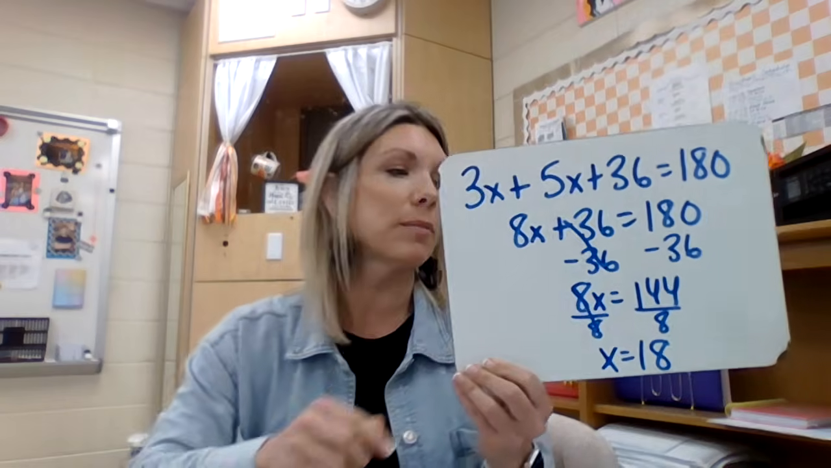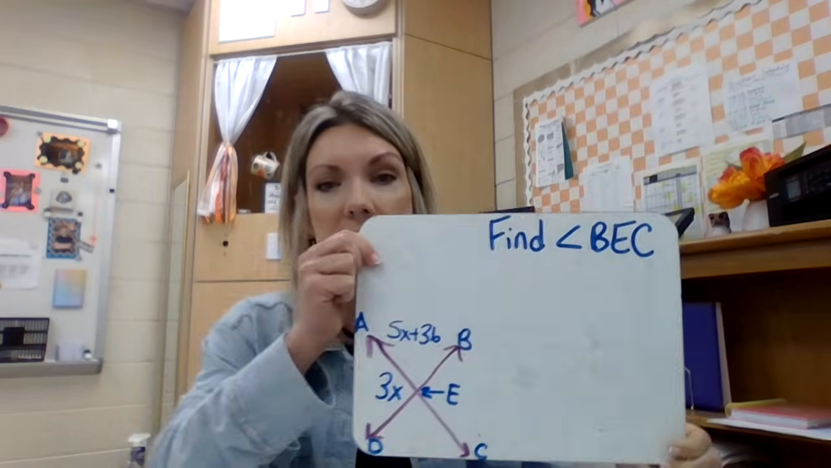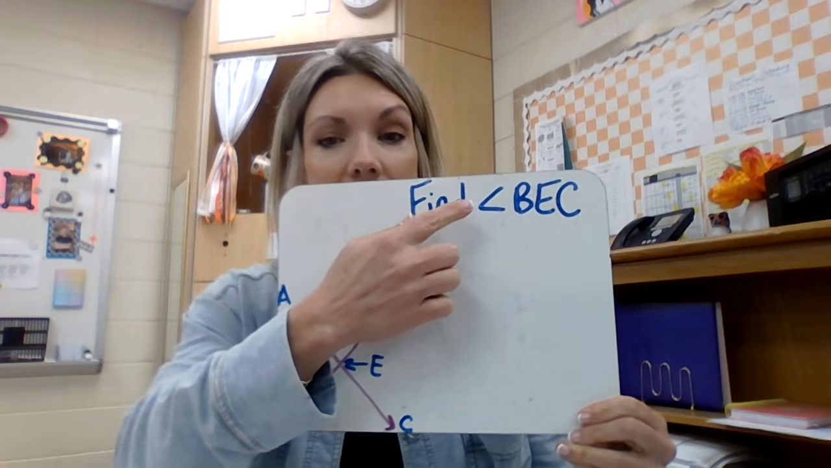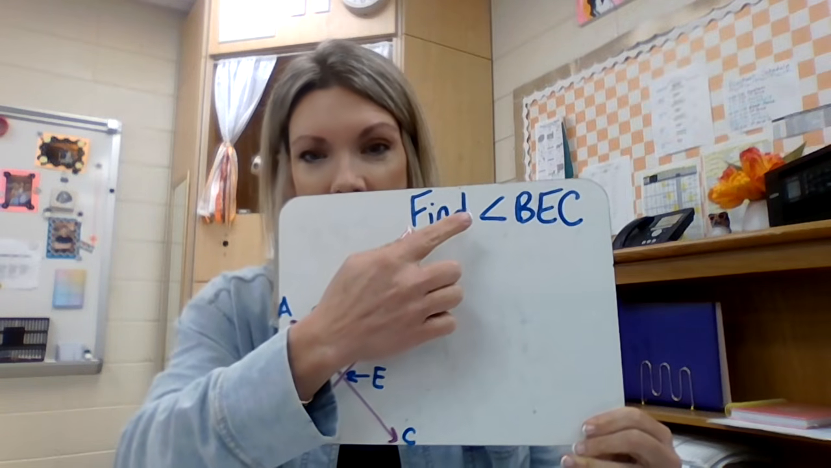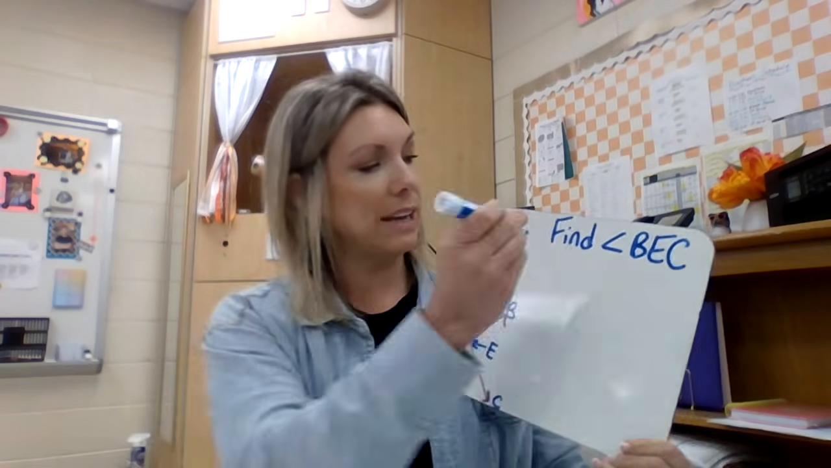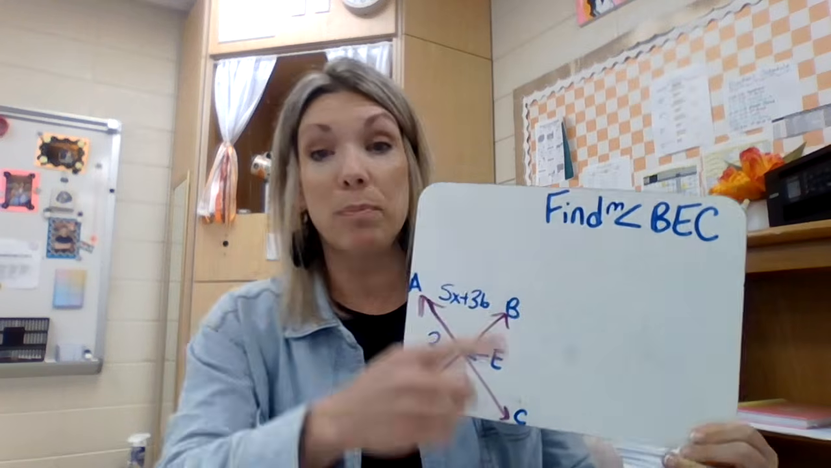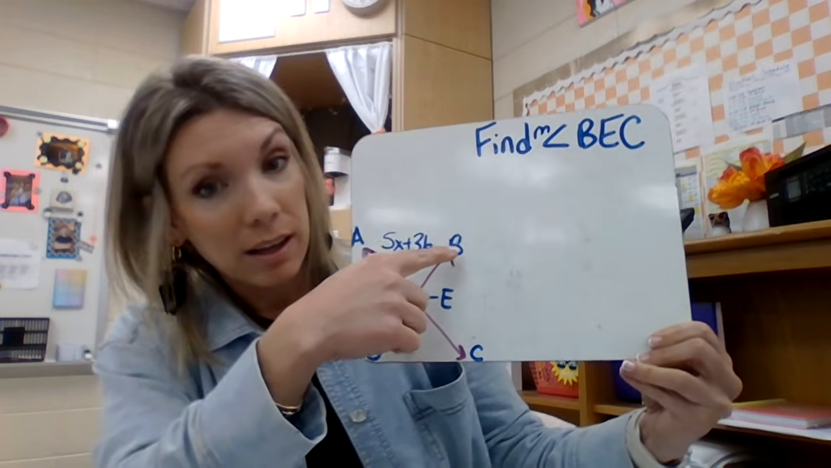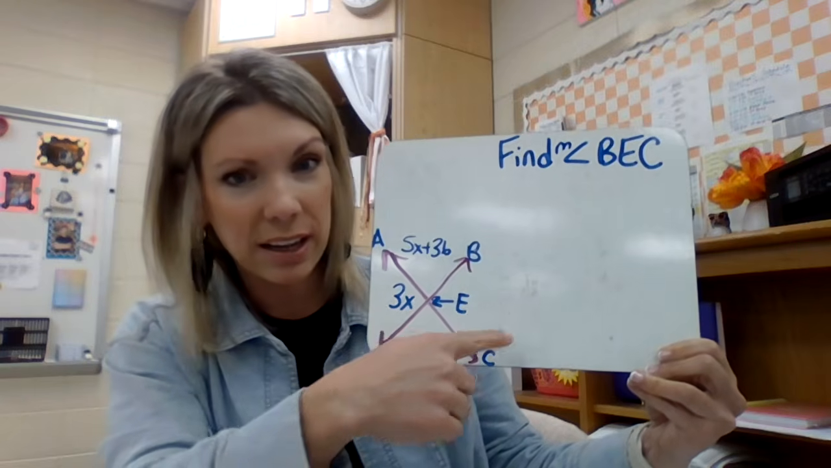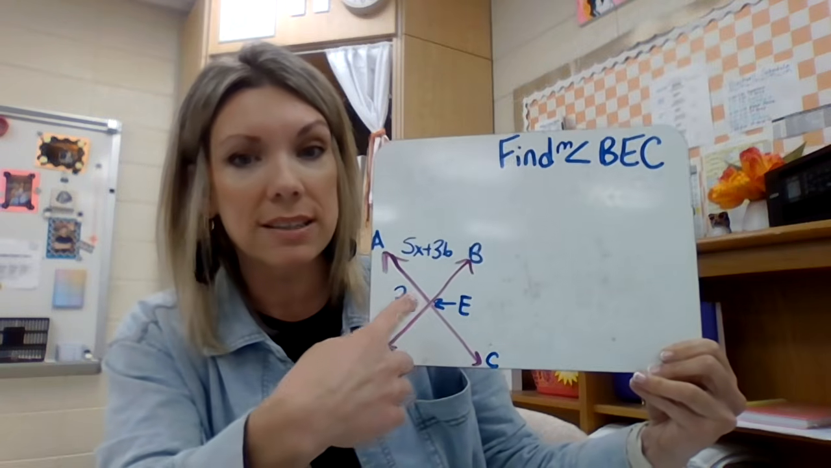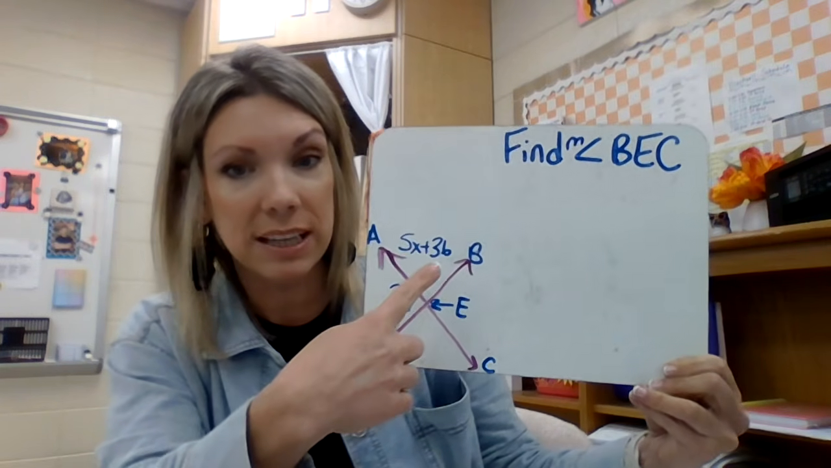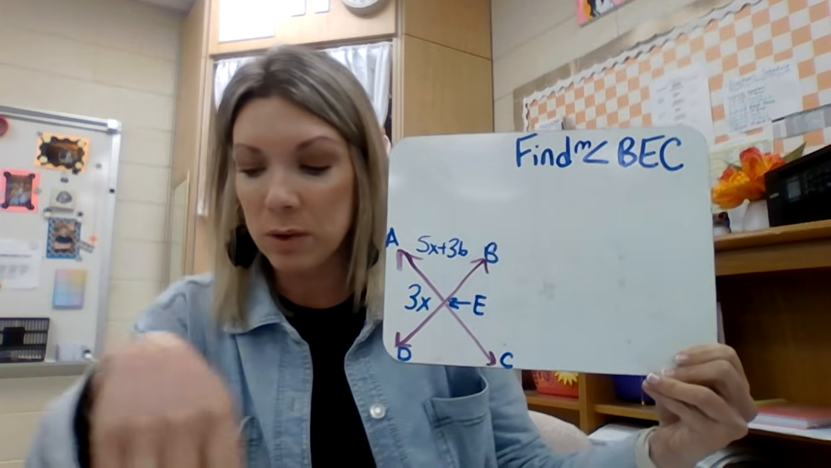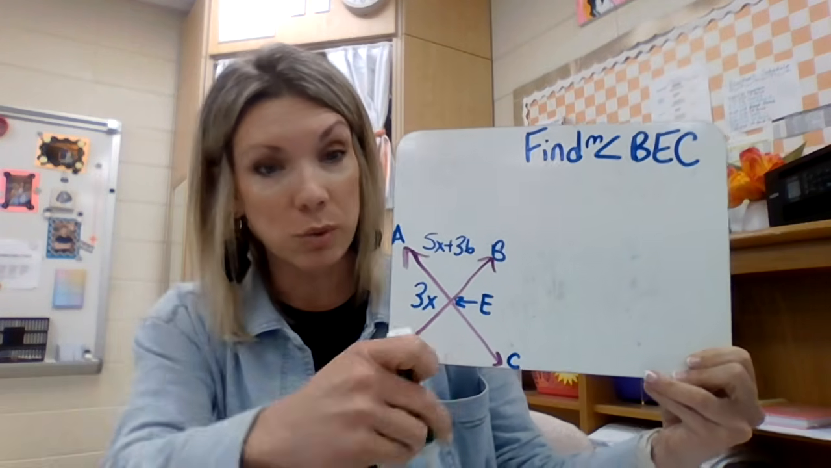So this is the exact same problem, but it wants us to find the measurement, this little measurement symbol here. Find the measurement, I think it's supposed to have an m, the measurement of BEC. BEC doesn't have anything right there. It doesn't have a 3x, it doesn't have a 5x plus 36, but it wants us to find the measurement of BEC. What did we learn vertical angles were?